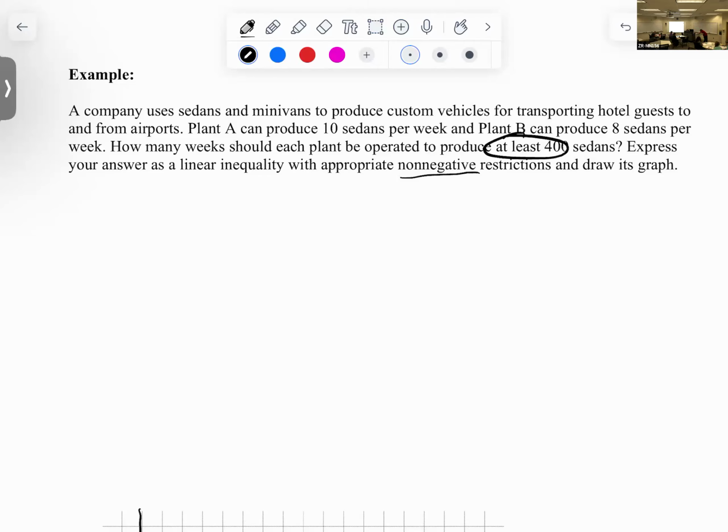All right, so let's see, how do we want to do this? 400. Okay, so if we have sedans, let's see, is X equal number of weeks? Yeah. Okay, actually, let's do it like this. Plant A produces 10 sedans per week. Plant B produces 8 sedans per week. All right, this is actually a minimum of 400 sedans.